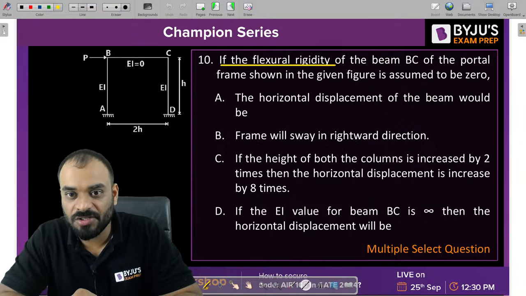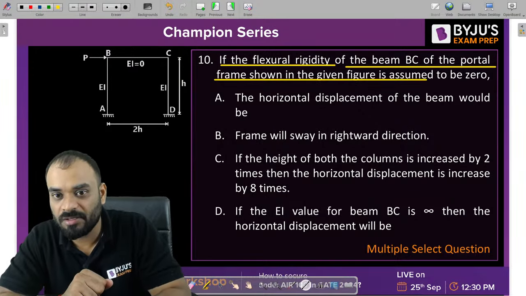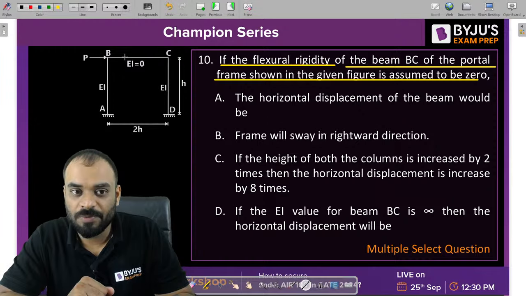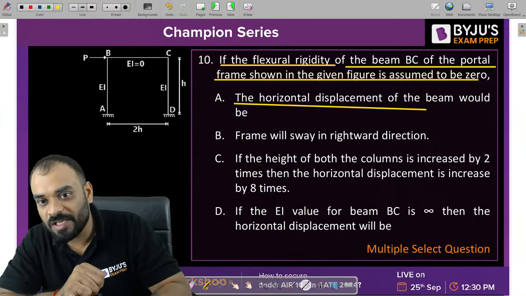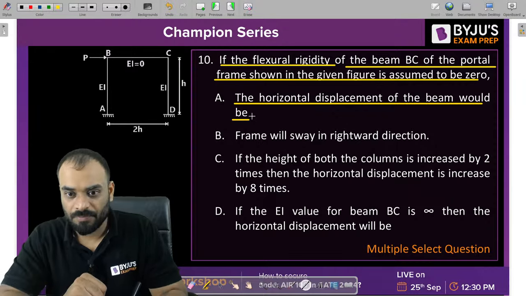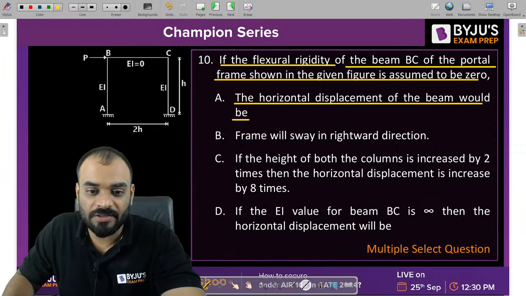If the flexural rigidity of beam BC of the portal frame given in the figure is assumed to be 0, right? This particular flexural rigidity of the beam is equal to 0, right? The horizontal displacement of beam would be, tell me guys, kindly read the statement.